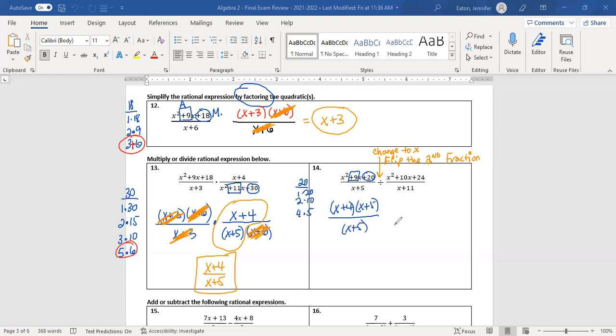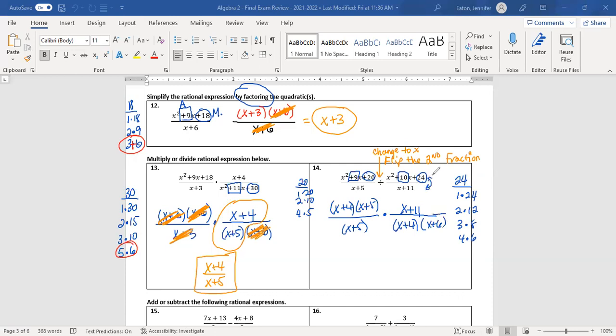Then we have the x plus 5 on the bottom. Changing the division to multiplication, that's critical there. And I'm going to flip it. So this x plus 11 that was on the bottom now goes on top. And we factor this, what multiplies to 24 and adds to 10. So the two numbers that multiply to 24 are 1 times 24, 2 times 12, 3 times 8, 4 times 6. And which of these pairs adds to 10? That's the 4 and the 6. So we can write x plus 4, x plus 6 here on the bottom.